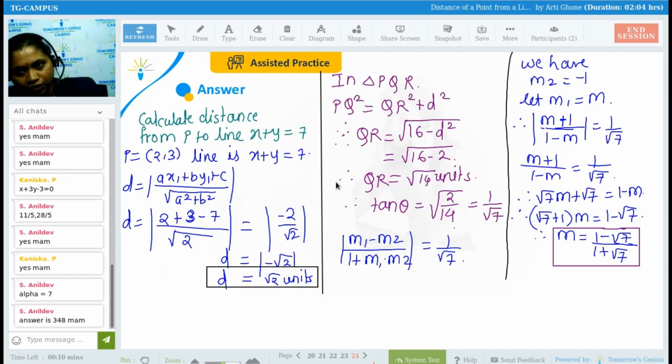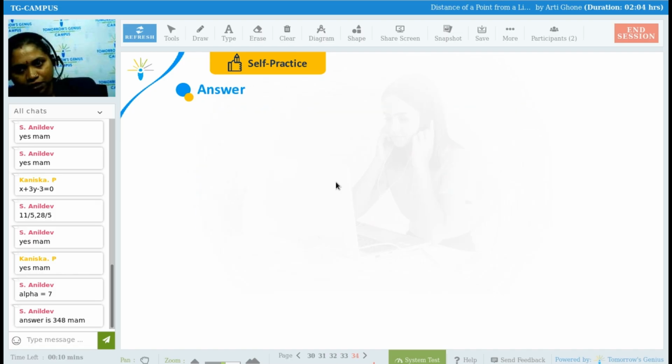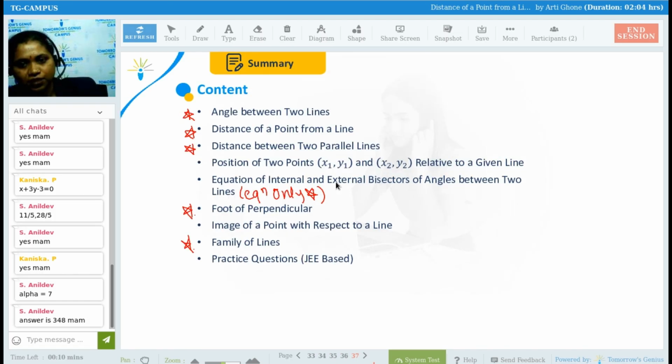So summary, we are already done with the summary part, but still I'll again revise. The star marks are really important. Angle between two lines, distance of a point from a line, distance between two parallel lines, then angle bisector equations, point of intersection, foot of perpendicular, and family of lines.